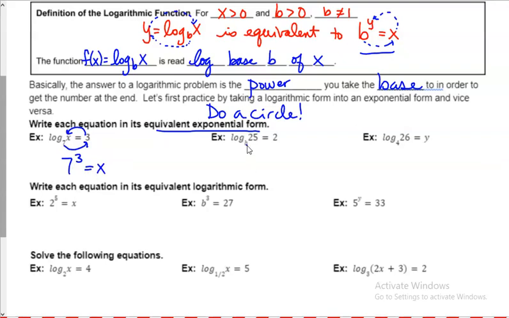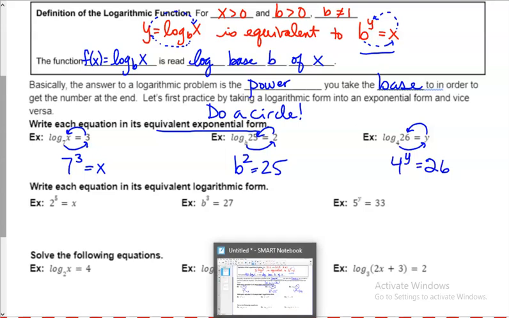Do it again. Base b to the 2 power is equal to 25. So b squared equals 25. Now, the next piece, we have 4 to the y equals 26. And that is just an exercise of getting from the logarithmic function down to exponential functions.